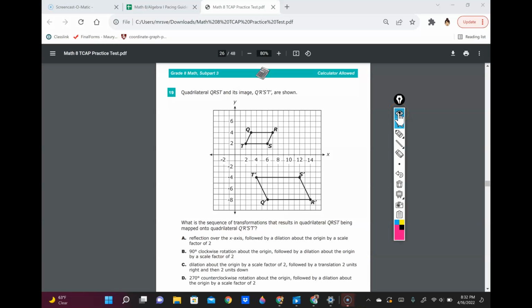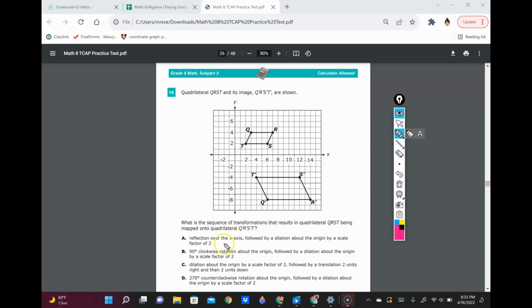TCAP Math 8 Subpart 3. Question number 19. Quadrilateral QRST and its image Q', R', S', and T' are shown. What is the sequence of transformations that result in quadrilateral QRST being mapped onto Q'R'S'T'?